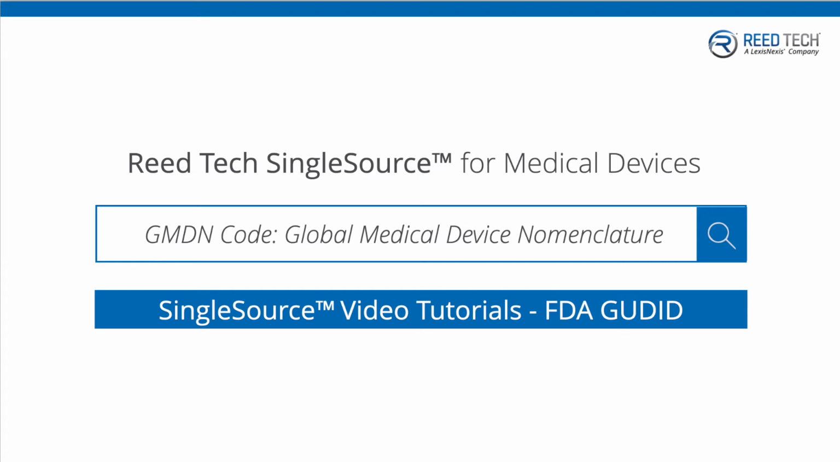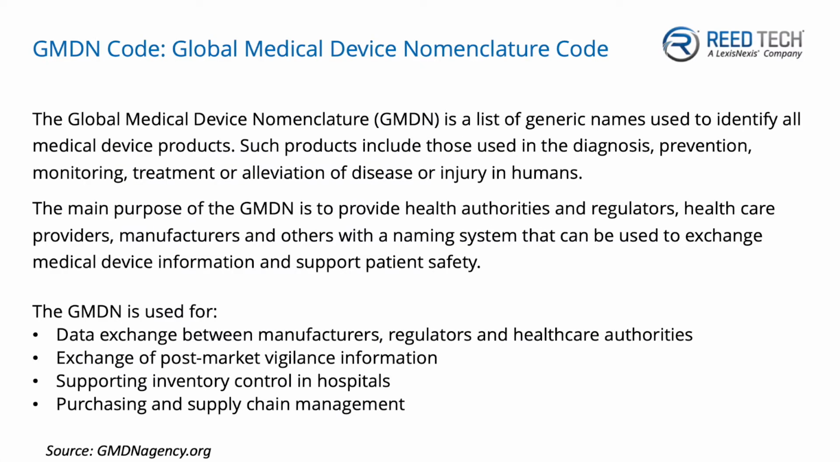This video tutorial is going to be on the GMDN code, or the Global Medical Device Nomenclature code. It's one of the lesser known data attributes for FDA GUDID. The Global Medical Device Nomenclature is a list of generic names used to identify all medical device products. Such products include those used in the diagnosis, prevention, monitoring, treatment, or alleviation of disease or injury in humans.